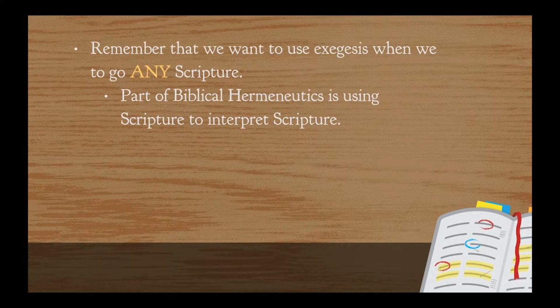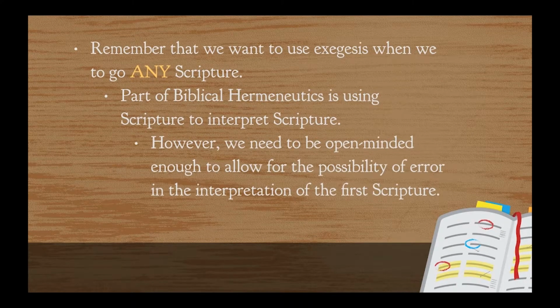However, we need to be open-minded. So if we use biblical hermeneutics and we say, how can we better understand this scripture? Let's go read more scripture. We want to be open-minded enough to allow for the possibility of error in the interpretation of the first scripture. Let's say we have two scriptures. Let's call them scripture A and scripture B.